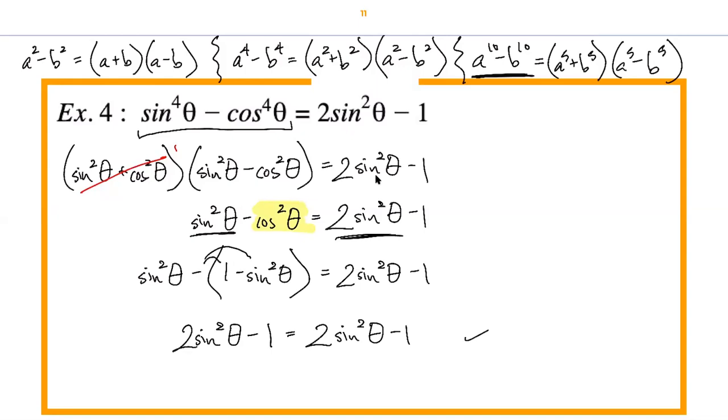Okay? So sometimes factoring actually helps you turn one side into the other side. Okay? So that's just another strategy to add to our toolbox.